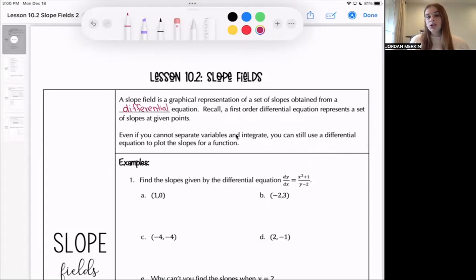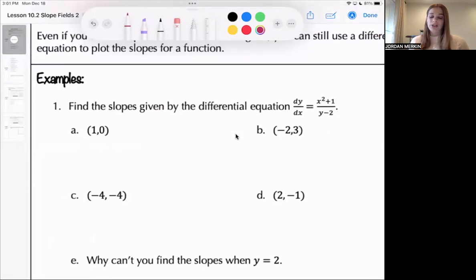Recall a first order differential equation represents a set of slopes at given points. Even if you cannot separate variables and integrate, you can still use a differential equation to plot the slopes for a function. We're also going to learn how to sketch a specific solution to a differential equation that we may not have been able to solve with some of our traditional solving methods that were covered in lesson 10.1. Okay, let's get started with the first example.